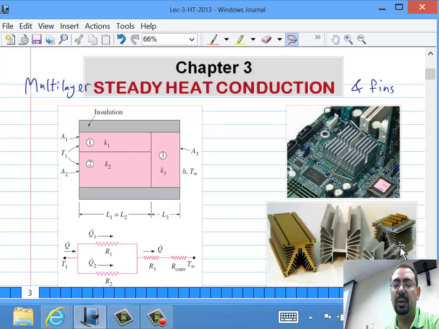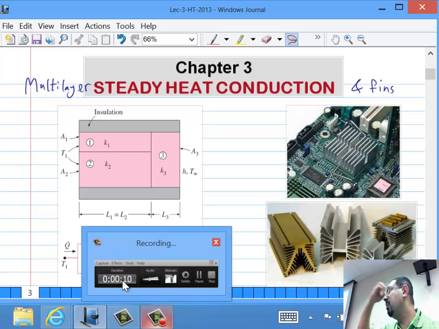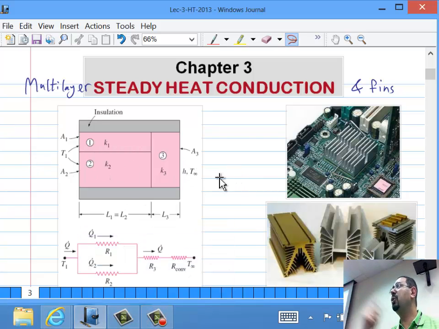So this chapter, basically, is still steady state. We are not going to deal with the unsteady term yet. But what will happen today is that there will be multiple walls, right? So composite walls consisting of multiple layers. And we saw a problem with this last time.